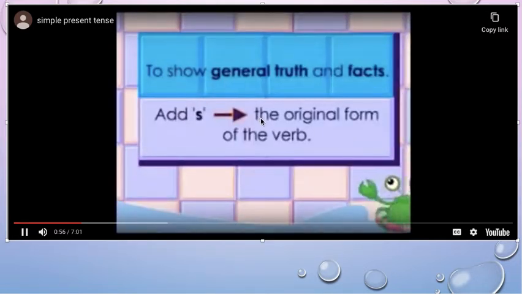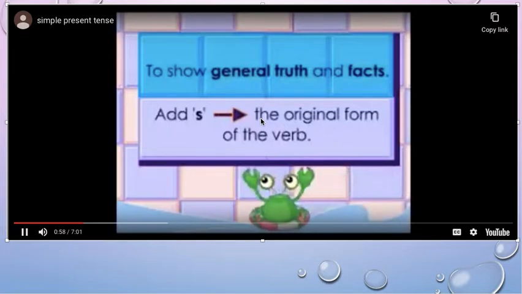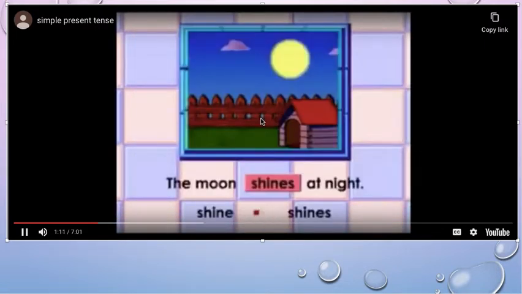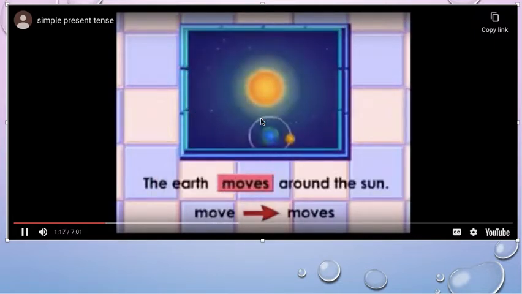We use simple present tense to show general truth and facts. Add s to the original form of the verb. Let's take a look at the following examples. The moon shines at night. Shine, shines. The earth moves around the sun. Move, moves.